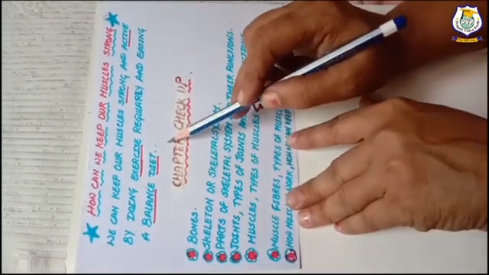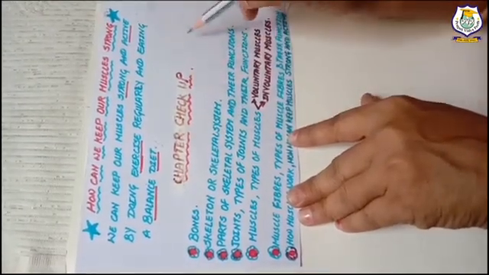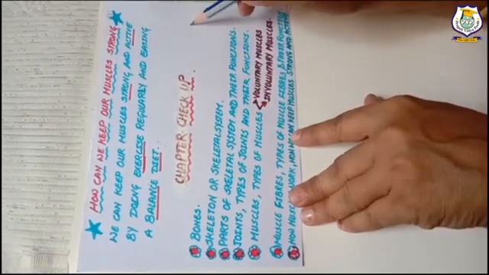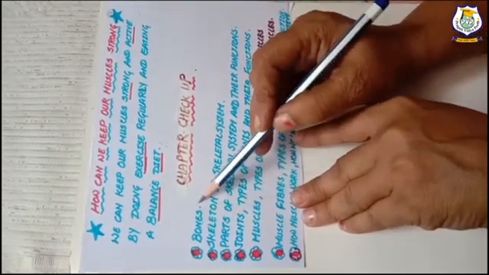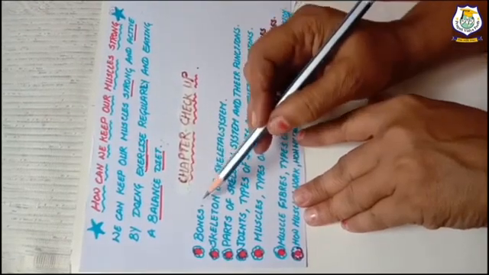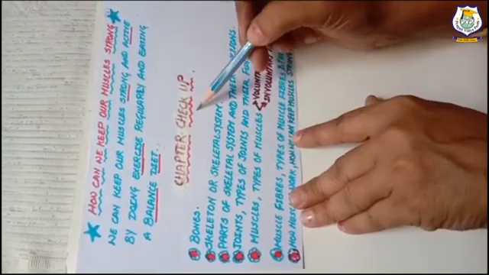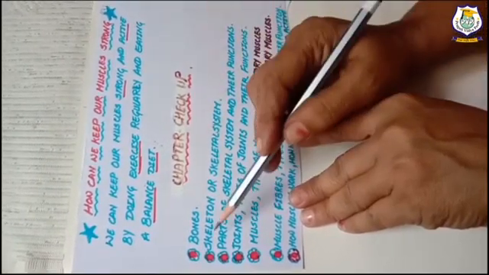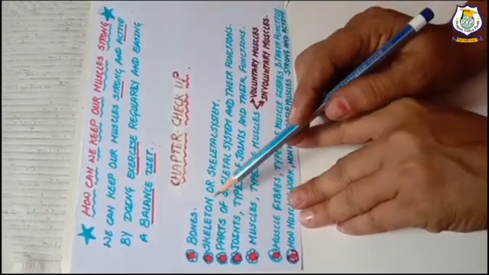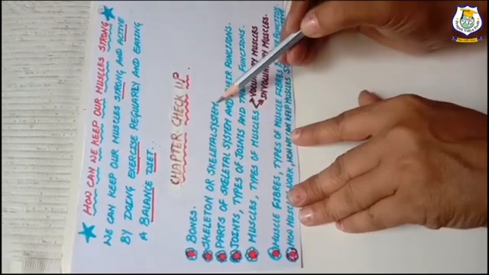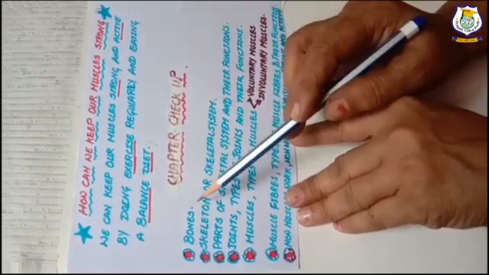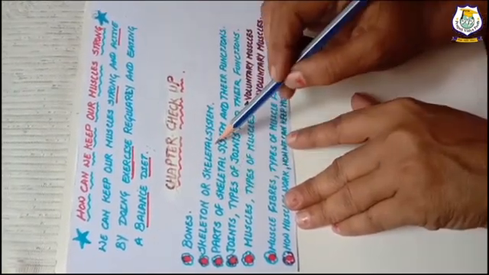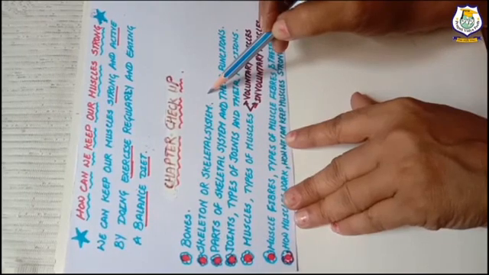Now, let's have a quick recall of our chapter 3. What we have studied in this chapter. We have studied about the bones. What are bones? The hard structures which are present inside our body are called bones. And second, we have studied about the skeleton or skeletal system. The bones form a framework in the body which is known as skeleton or skeletal system.